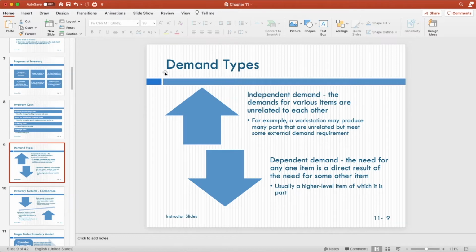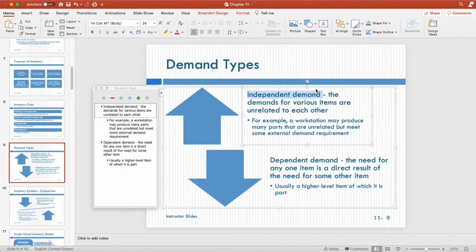Okay, another field within inventory is called demand types. Since all of you already look at the textbook, we say that for demand, we separate into two different classifications or two different classes. One is called independent demand. One is called dependent demand. You may wonder what is the difference between independent demand and dependent demand.